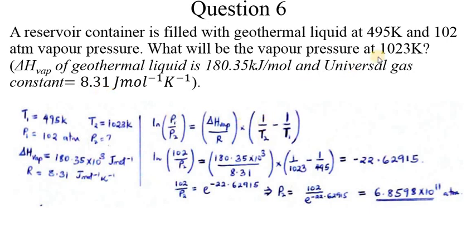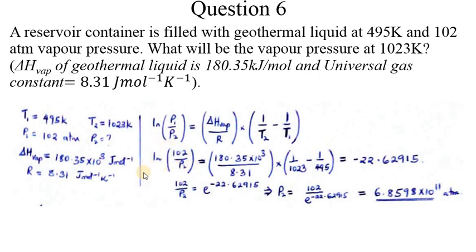T2 is 1023. T1 is 495. So just bring in those values. ln 102 over P2 is equal to all that value over 8.31, multiplied by 1 over 1023 minus 1 over 495. If you operate this other part here, you end up with minus 22.62915. So we have ln 102 over P2 is equal to minus this. For us to remove the ln, or natural log, we are going to introduce exponentials.